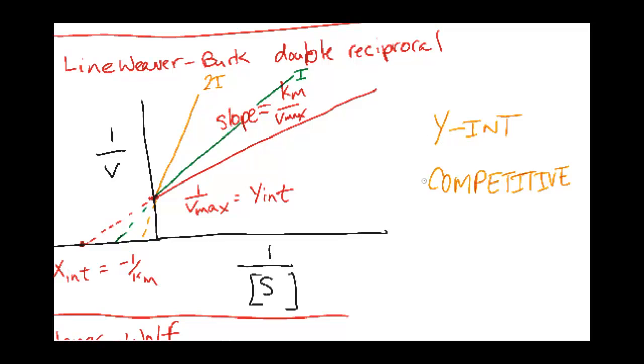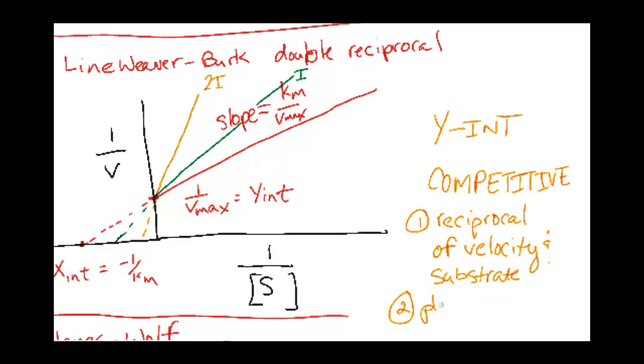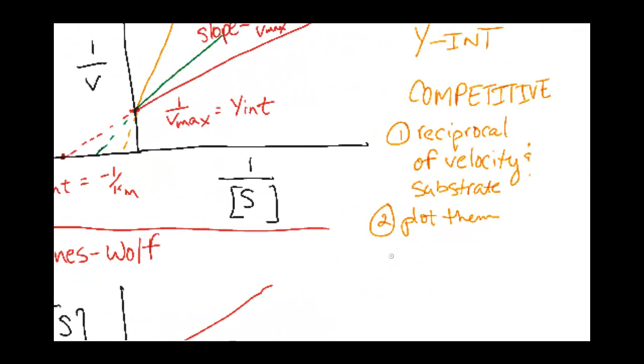So if you're given data, you could take the reciprocal of your velocity and of your substrate concentration, and then plot them. And do the same with the inhibitor concentrations. You will have new rates at those inhibitor concentrations and plot those. And then see the behavior.